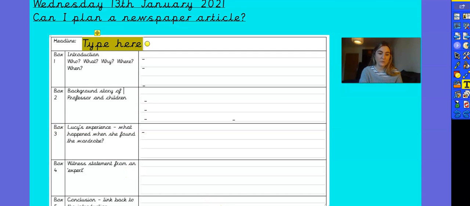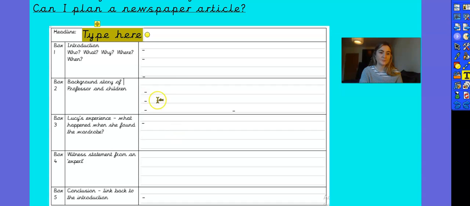Just going to move my frame so you can see it all. But the plan looks like this. So you could easily copy it down onto a piece of paper using a ruler and a pen or pencil, whatever you would like to plan using. So here we've got a headline, and then we have split it up into separate boxes. Okay, so we've got the introduction, and then we could maybe put these into sort of paragraphs.